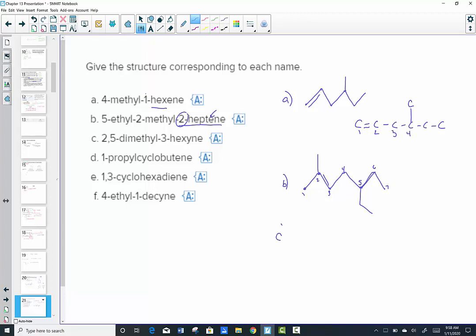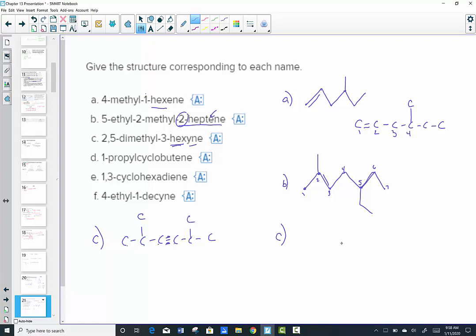Let's try letter C. 2,5-dimethyl-3-hexyne. There's a 6-carbon chain, and at carbon 3 to 4 is a triple bond. So remember how I like to do this? Let's get our feet wet. There's 1, 2, 3, 4, 5, 6. Between carbon 3 and 4 is a triple bond. Off of carbon number 2 is a methyl. 1, 2, 3, 4, 5 is another methyl.